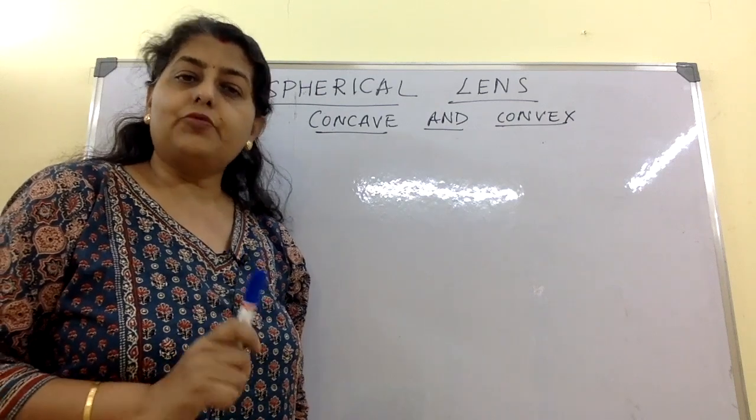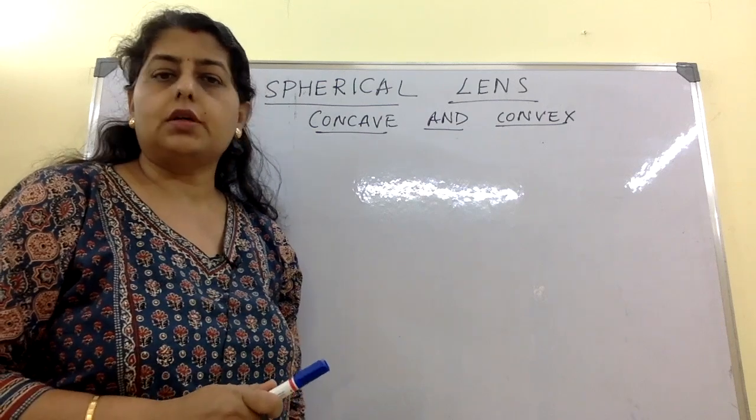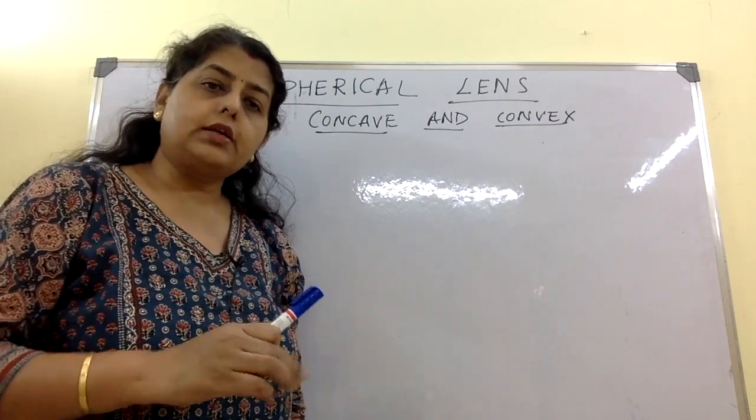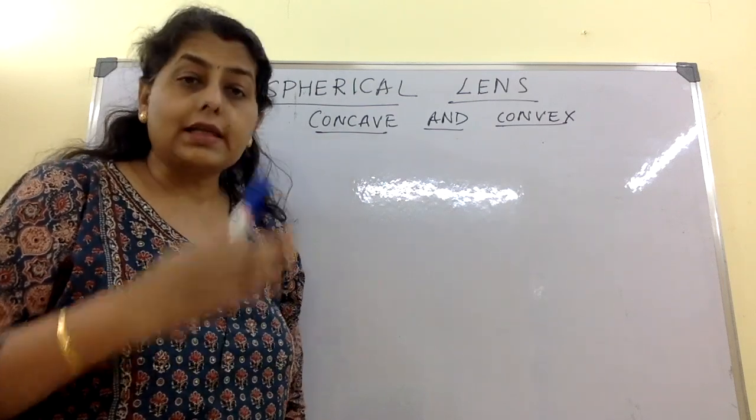Now today I am taking up one physics topic. As you can see, this is spherical lens. You have already understood from the thumbnail. So this is concave and convex lens. Today I am going to take up the different ray diagrams.